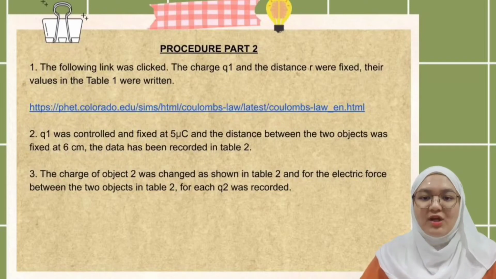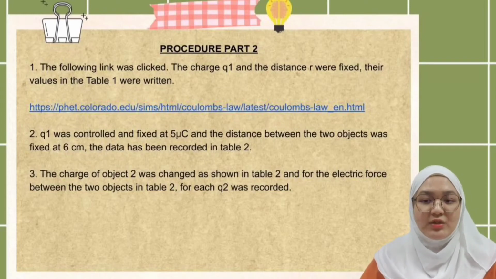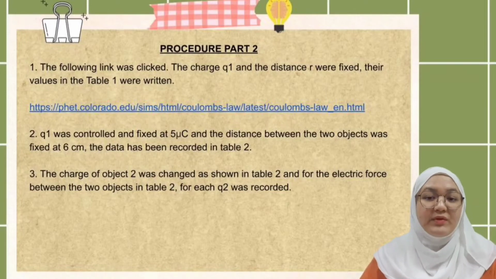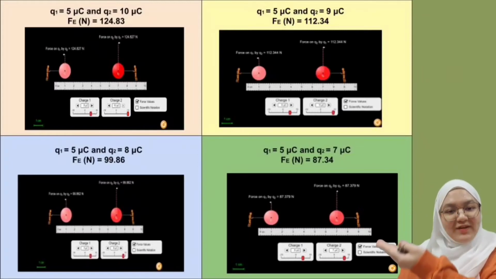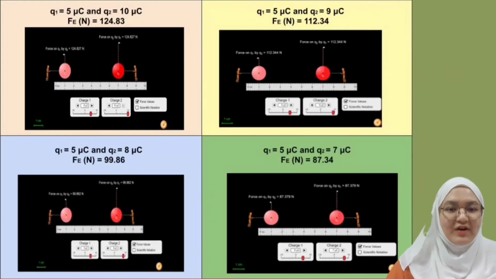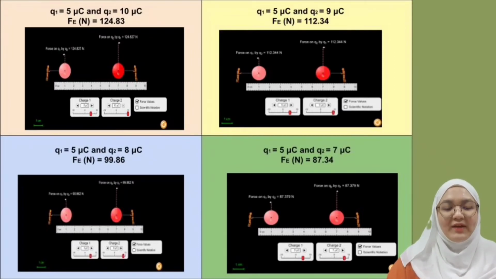And lastly, the charge of object 2 was changed as shown in table 2, and the electric force between the two objects in table 2 for each Q2 was recorded. So these are the first 4 results for electrical force that were obtained with constant Q1 of 5 microcoulomb and constant distance R, which is 6 centimeter, and the values of Q2 are from the table given in the lab manual.